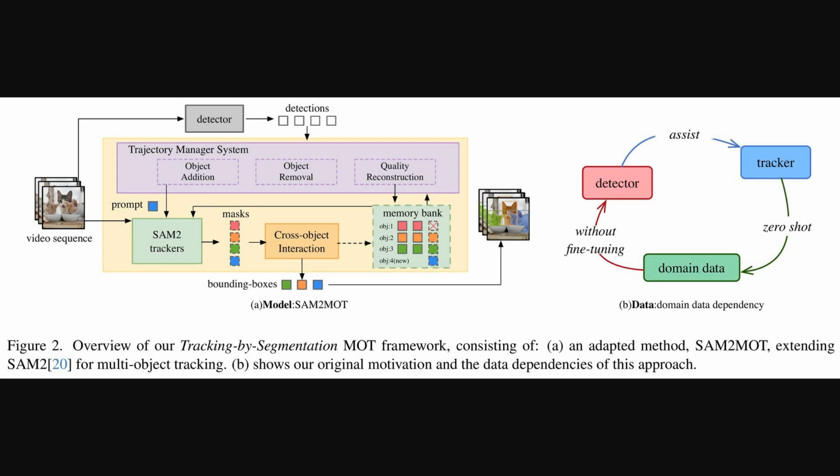Okay, so building on that performance we saw, Figure 2 gives us a nice overview of how SAM2-MOT actually works under the hood. You can see the video sequence goes in, and a detector provides initial prompts. These prompts kick off the SAM2 trackers, which generate segmentation masks. Now, the clever parts are these two new modules they introduced, the Trajectory Manager System, which handles adding and removing objects and reconstructing their quality, and the Cross-Object Interaction module, which deals with things like occlusions. These feed into a memory bank, and ultimately, the system outputs the bounding boxes for tracking. Part B of the figure just visually reinforces that zero-shot idea, showing the detector assists, but the tracker itself doesn't need fine-tuning for specific domain data.